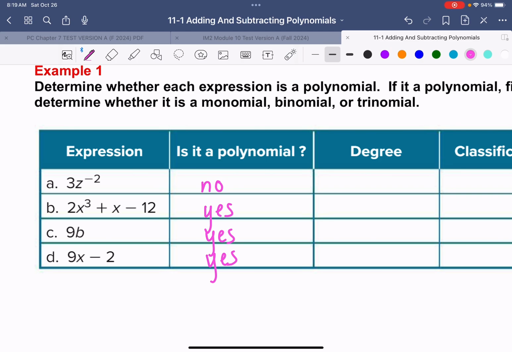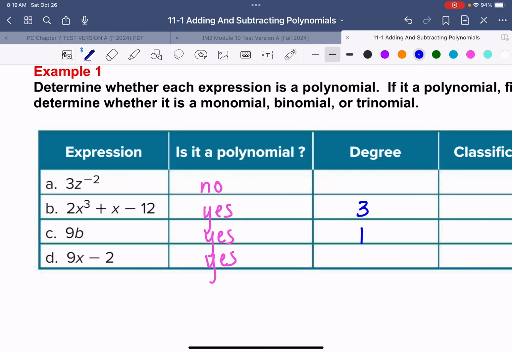Well, the degree of B, remember we look at the highest exponent. That would just be 3. Okay. The degree of C, remember that little exponent that we don't write is 1. That's a first degree polynomial. Don't put 0. Okay, and same thing with D. That would be a first degree polynomial.